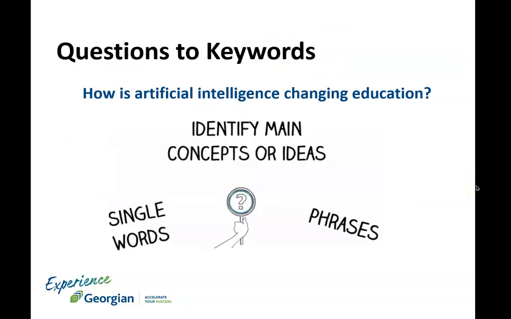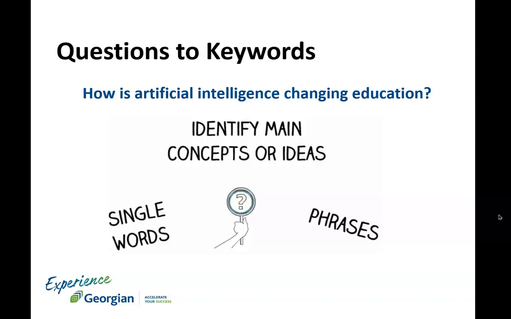So let's pick this as our research question. How is artificial intelligence changing education? Now that we have our manageable research question, let's determine the keywords. Why keywords, you may ask? Sometimes I catch students searching the library by typing the whole question or sentence. No, don't do that. Rather, you need to find the main concepts or ideas in your question.